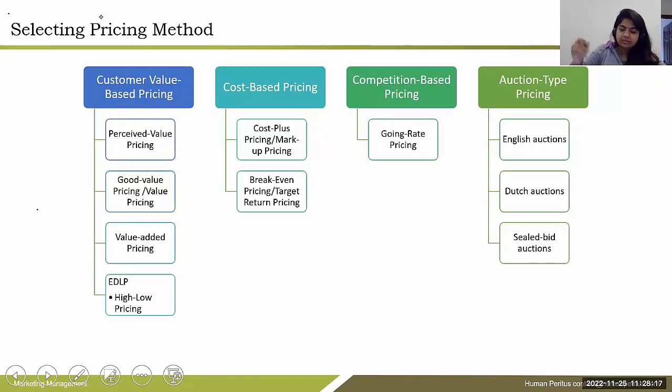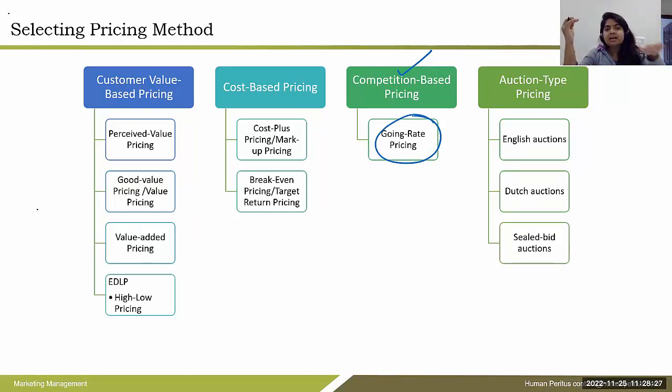Okay. Now, competition-based pricing. Going rate. Going rate, as the name suggests, you have to consider the competitor's price. What is the market rate which is going on? Totally depending on that, you put the pricing. Coke is selling it for 10 rupees. I am Pepsi. I'll also sell it for 10 rupees. Going rate pricing. Okay. Now we have auction pricing.